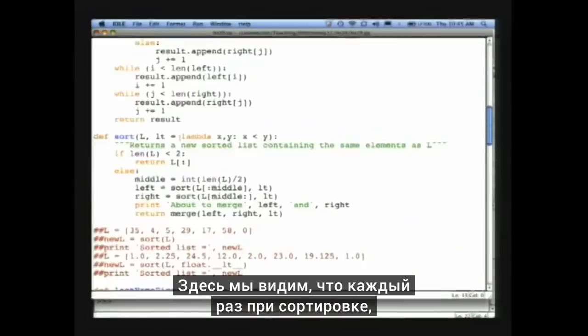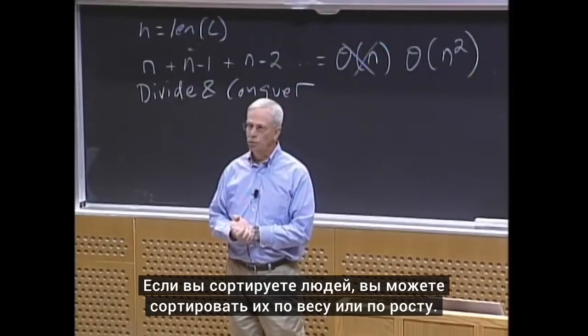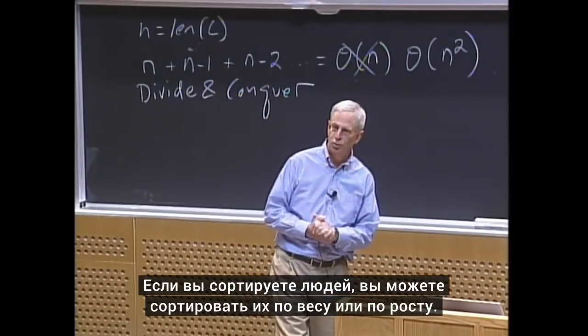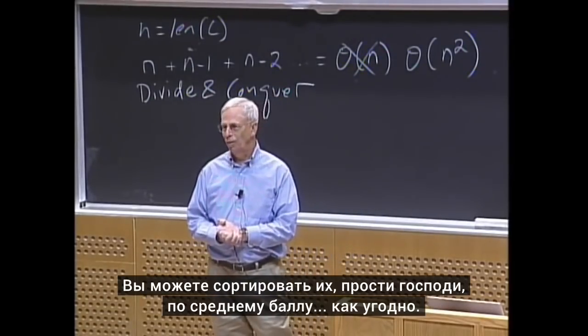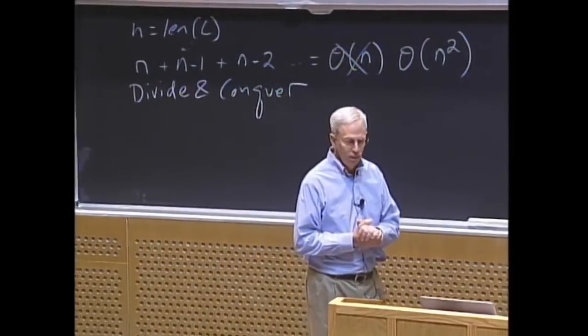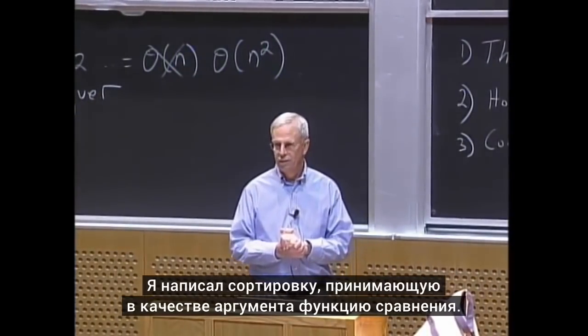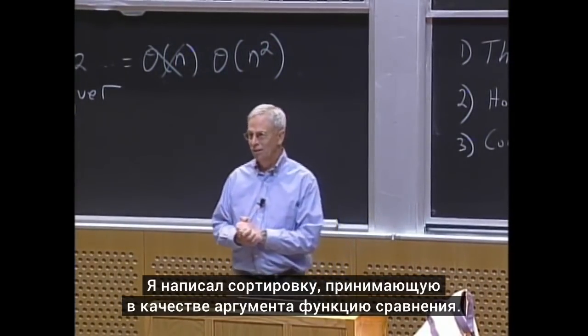What we see here is whenever you do a sort, you're sorting by some ordering metric. Could be less than, could be greater than, could be anything you want. If you're sorting people, you could sort them by weight, or you could sort them by height. You could sort them by, God forbid, GPA, whatever you want. So I've written sort to take as an argument the ordering.